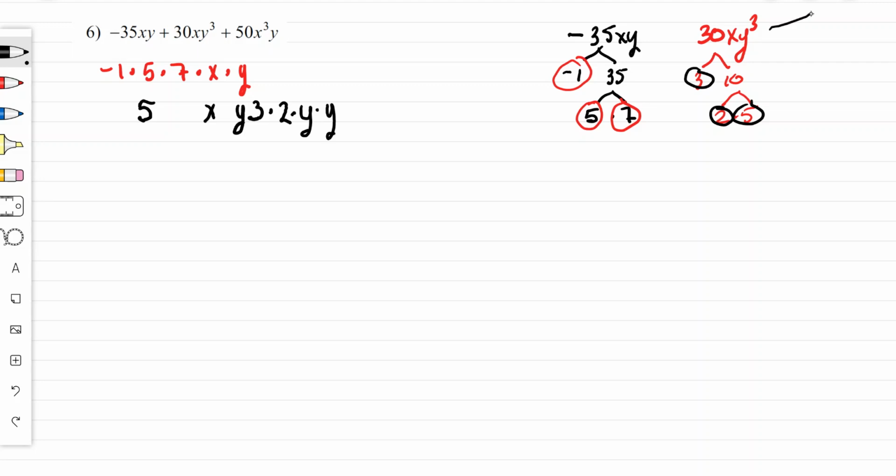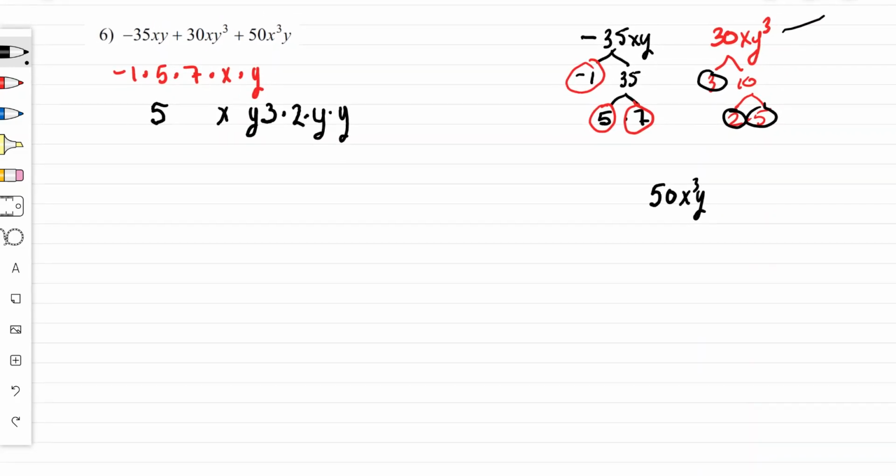Okay, so now what we're going to do is start with the next number, and the next one is 50x cubed y. X cubed y is easy. It's x times x times x times y. So let's work with the 50.